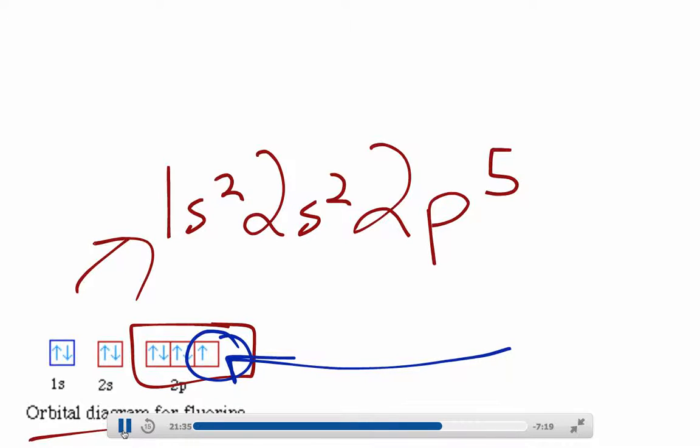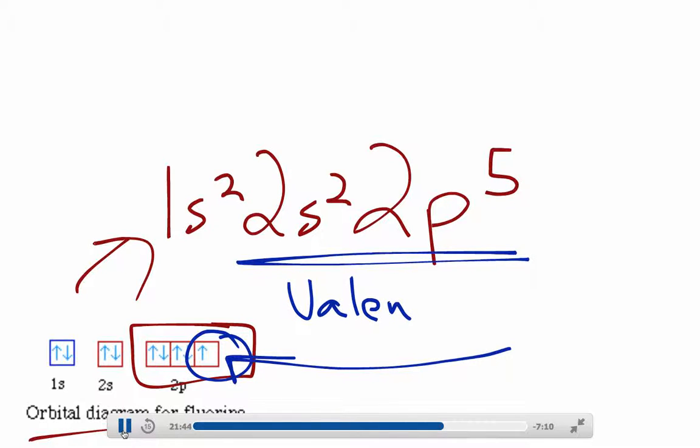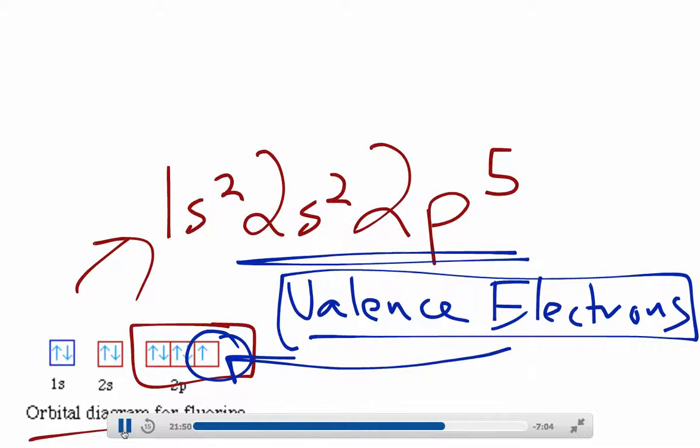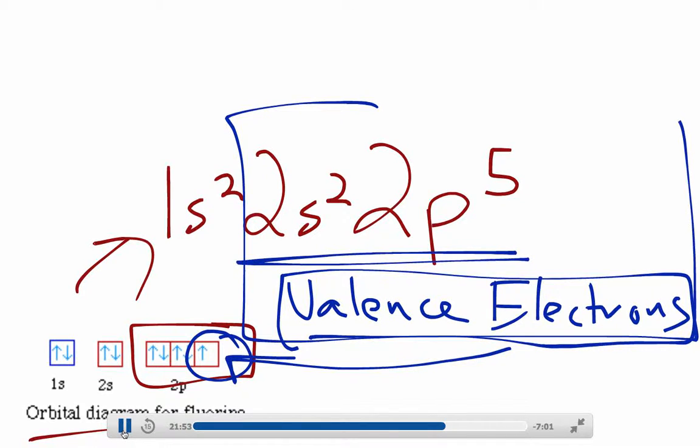Our noble gas electron configuration has full s and p orbitals, and our outside s and p together are what we call our valence electrons. Our valence electrons are the ones that are going to be involved in bonding. So it is very, very important to always look at our s and p. Those are the ones we really want.